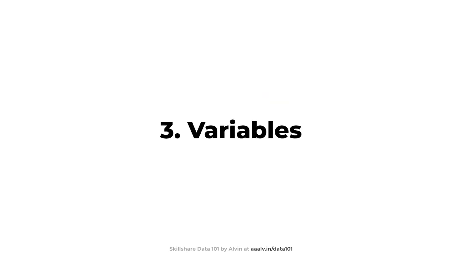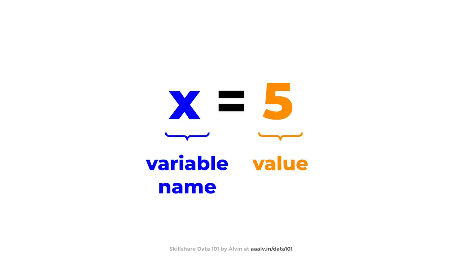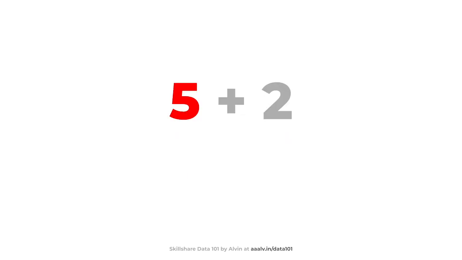Let's discuss variables. Here, we assign the variable x to the value 5. Remember from before, we wrote 5 plus 2. We know Python will evaluate this expression to obtain 7. This time, say x is equal to 5. We can then replace 5 with x. Just like before, this expression will evaluate to 7.